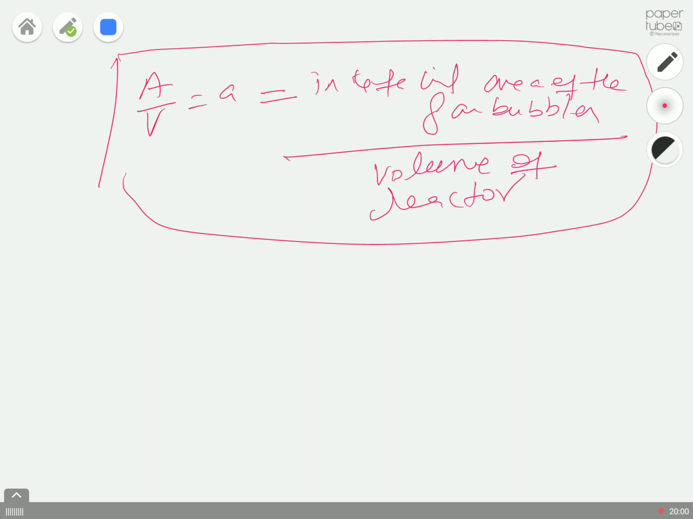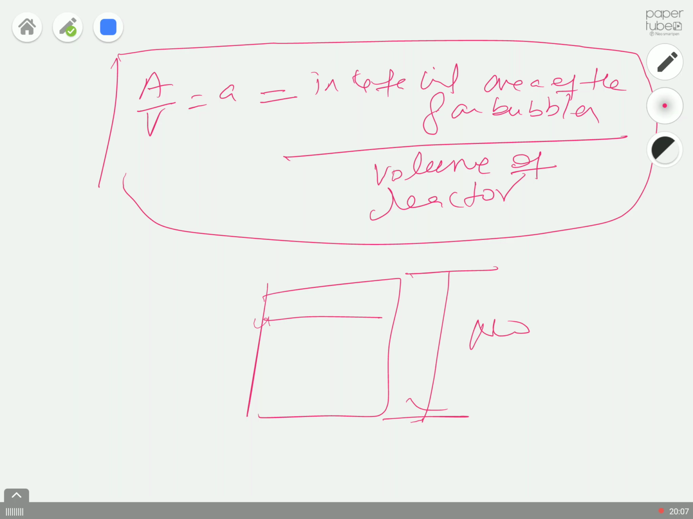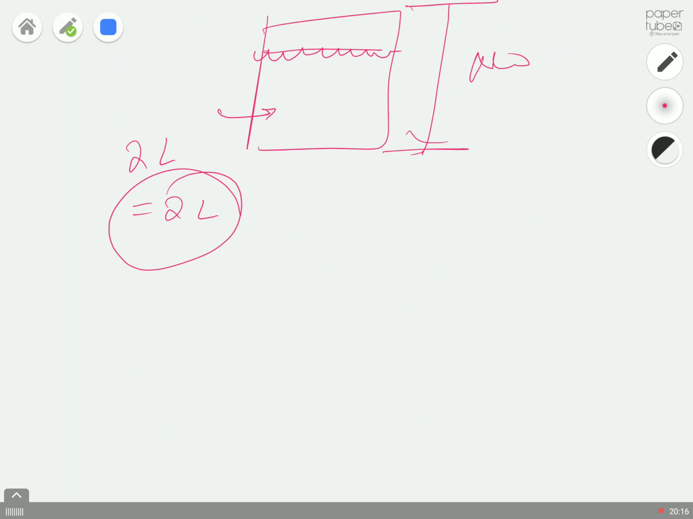So whenever I say volume of reactor, it doesn't mean the whole volume, like the dimension of the reactor. No, it's just the volume of the solution you have. If you have 2 liters of solution, volume of reactor is 2 liters.